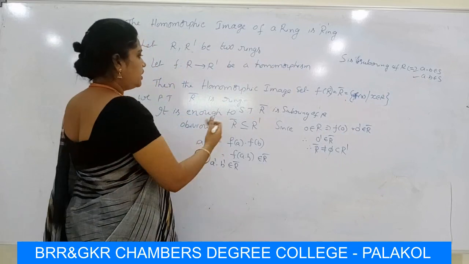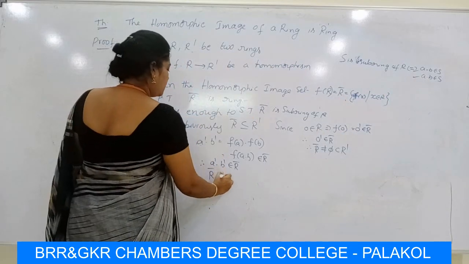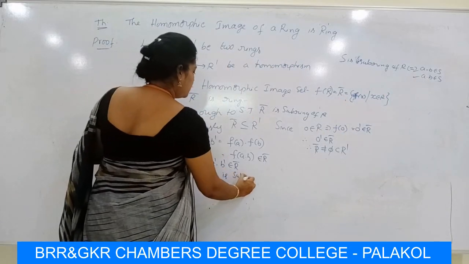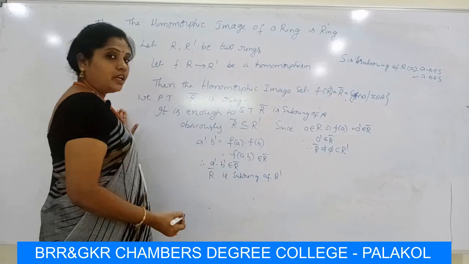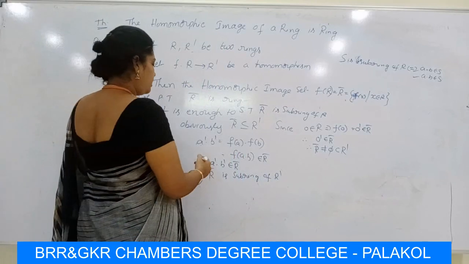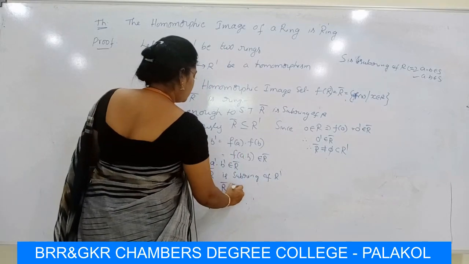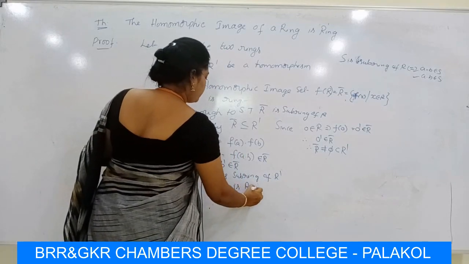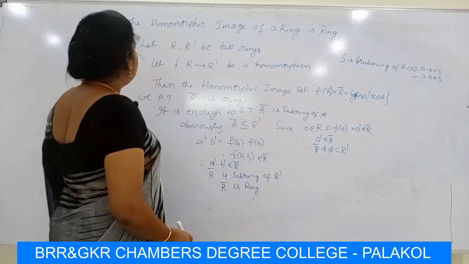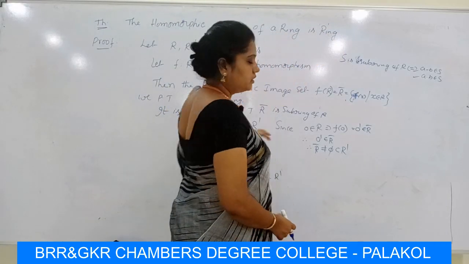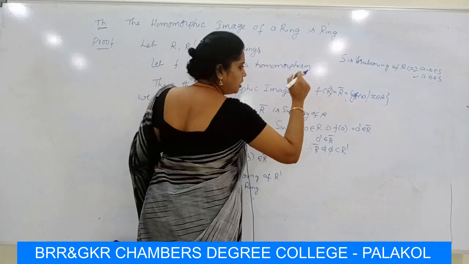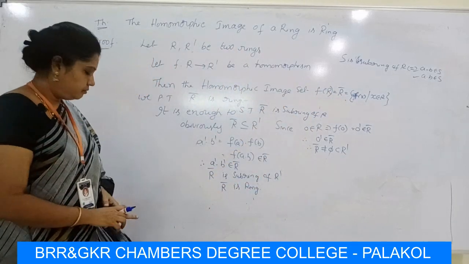It means that here R bar is a subring of R dash, hence it is a ring. Hence R bar is a ring. So our statement is that the homomorphic image of a ring is a ring. So the homomorphic image, that is R bar, is a ring.